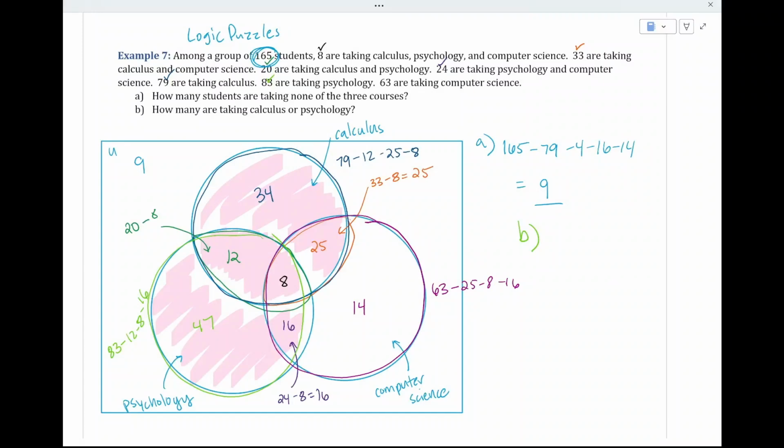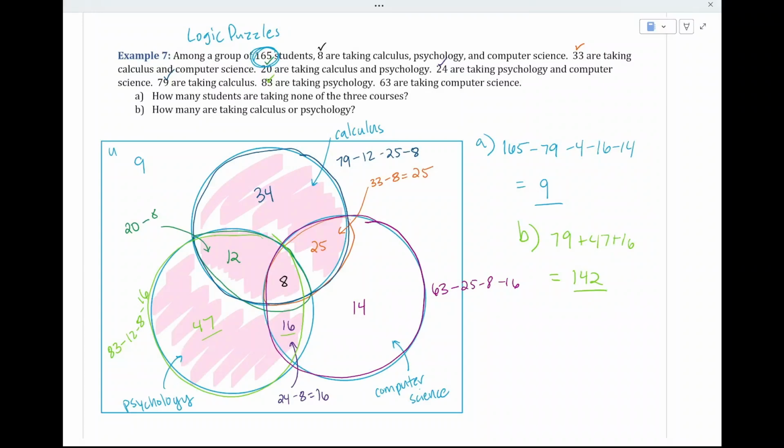Again, I know how many students are taking calculus. That's the 79. And then I want to add the 47 and the 16. And that all together is 142 are taking calculus or psychology.